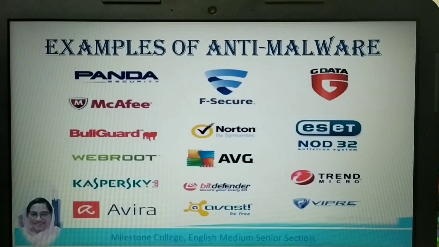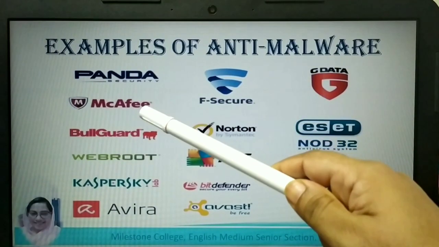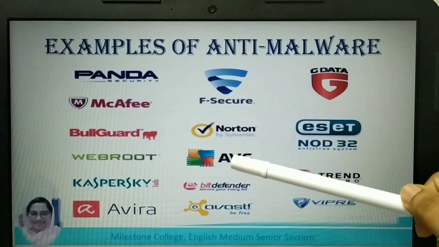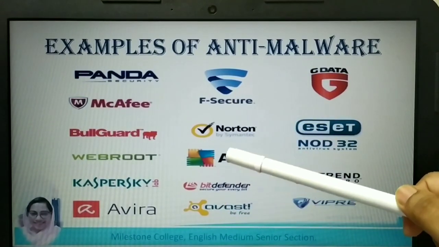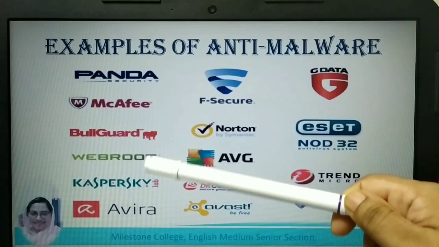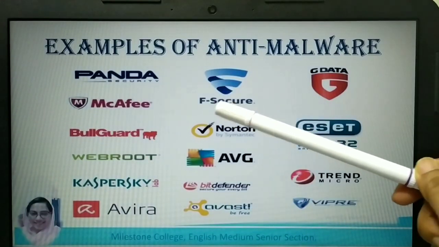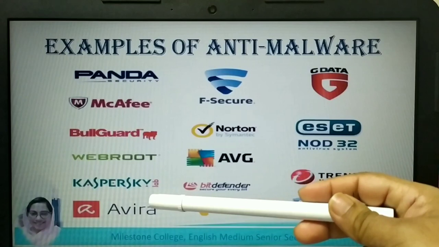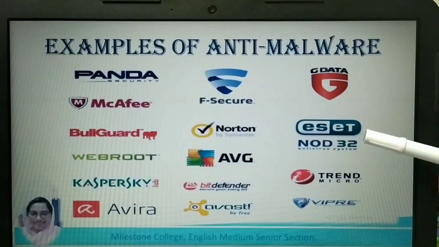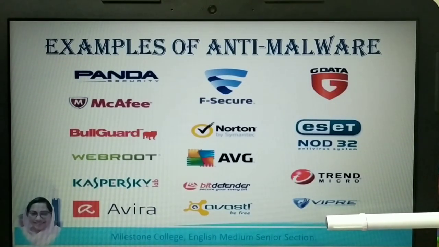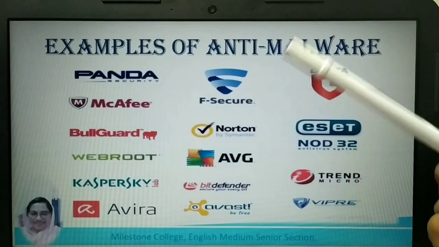So what are the examples of anti-malware? There are lots of examples. In your book there are Panda, McAfee, Kaspersky, Norton, Avast, AVZ. Besides that there are Avira, Bullguard, Webroot, F-Secure. These are the icons of those antivirus programs, so by the icon I hope you can easily understand. There are also ESET NOD32, G Data, then Viper. All these names you must keep in mind and learn.